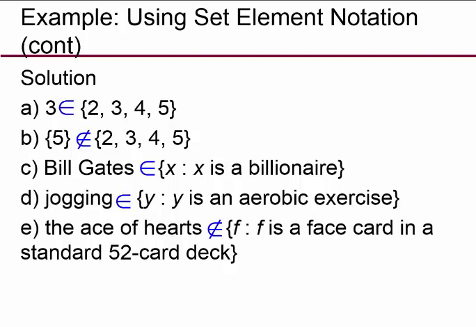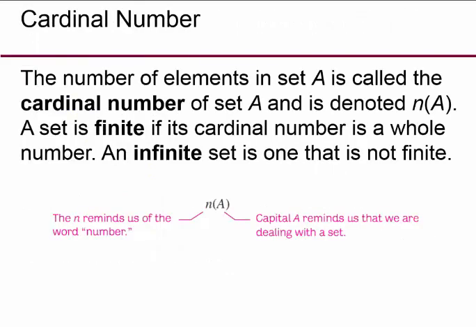Cardinal number: the number of elements in the set A is called the cardinal number of set A and is denoted by the symbol n in parentheses A. A set is finite if its cardinal number is a whole number, and an infinite set is one that is not a finite set. So just n reminds us of the word number, and capital A reminds us that we're dealing with a set.